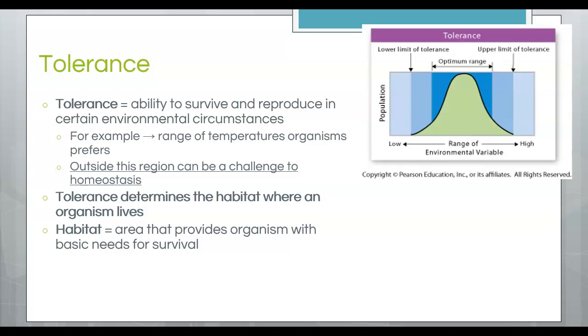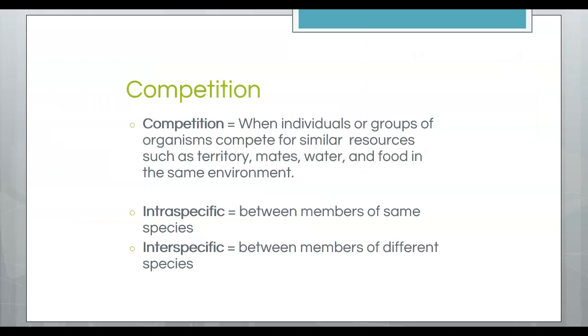Tolerance will determine the habitat where an organism lives. A habitat is an area that provides the organism with the basic needs for survival. We also look at competition, as organisms are looking for similar resources like territory, mates, water, and food in the same environment. With competition, we have intraspecific competition, which is between members of the same species. We have interspecific competition, which would be between members of different species.